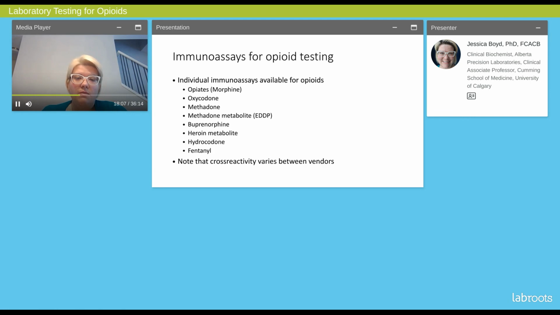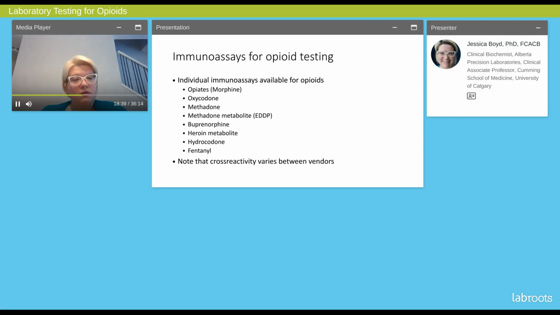So what immunoassays are available for testing of opioids in urine? I've made a list here. This is not fully exhaustive, but it's there to give you an idea that there are lots of options, and you could put a whole bunch of opiate immunoassays on your chemistry analyzer. But it's going to start taking up a lot of room at some point. And so this is, again, back to knowing what your population is and knowing which of these tests are actually useful to have on your instrument.